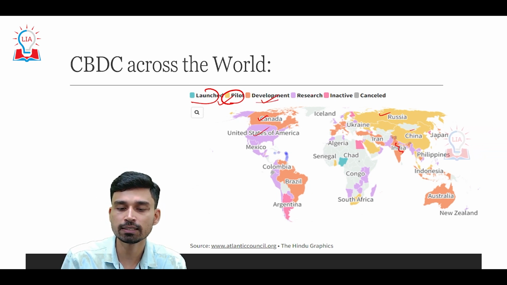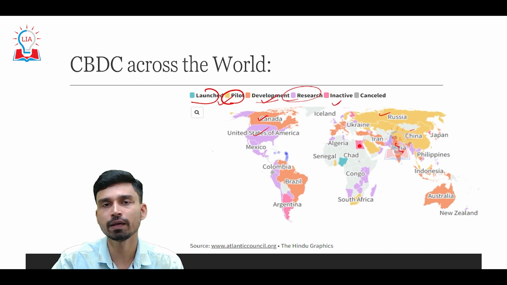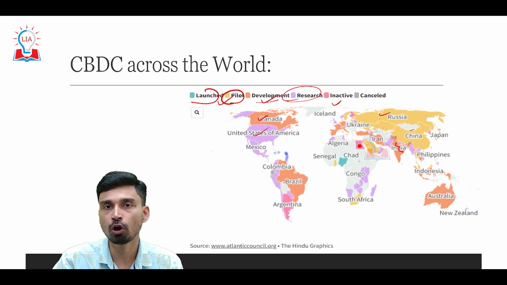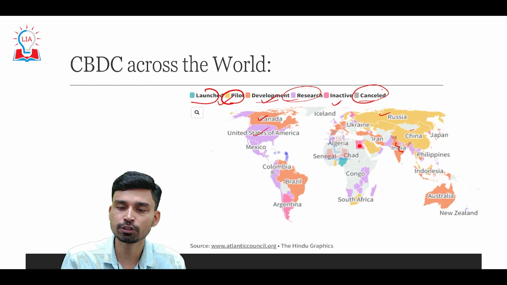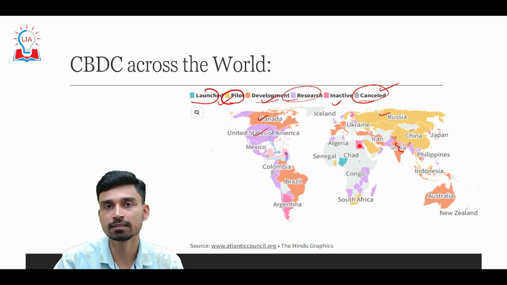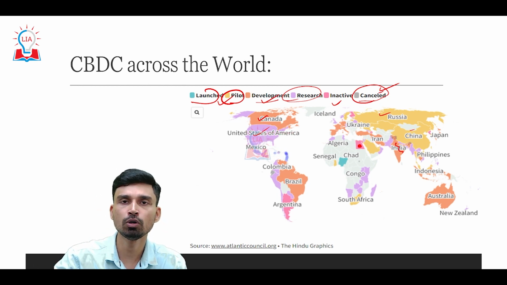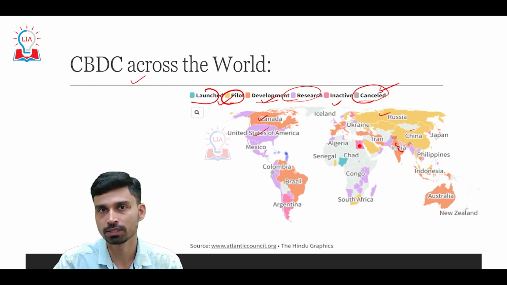Some countries like the USA are in the research phase, while some countries such as Egypt, as you can see here, are still in the inactive phase. They have not taken any initiative to launch digital currency in the near future, while some countries have cancelled digital currency. They experimented with digital currency that led to failure, and thus they cancelled the whole rollout program. So that is the status of CBDCs across the world.